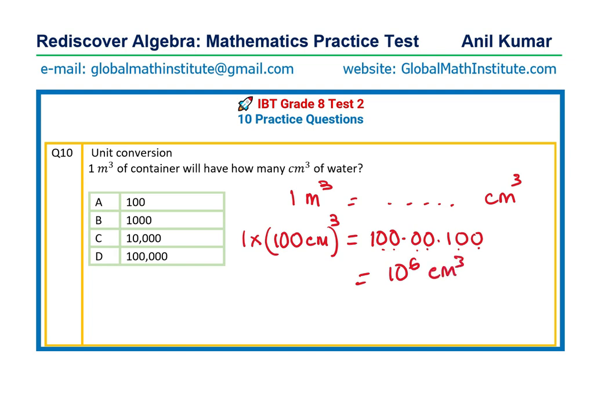I should not write it like this. I should write 100 times 100 times 100, which makes more sense. So 1 million centimeter cube. That is the answer, and option D is the right answer for this.